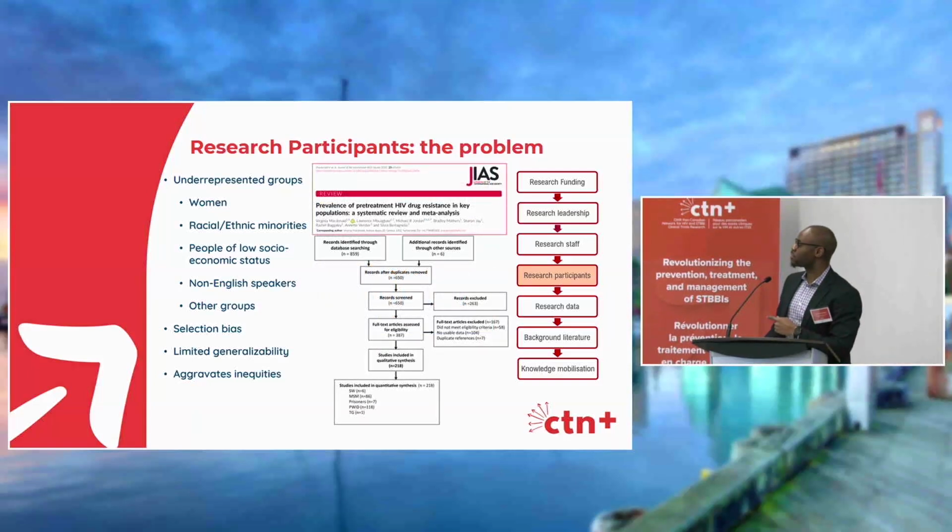Here is another example of some work I did for the WHO. We're looking at the prevalence of pre-treatment HIV drug resistance in key populations, defined as men who have sex with men, commercial sex workers, people who were incarcerated, people who use injection drugs, and transgender people. And we found one study reporting on pre-treatment drug resistance in transgender people. And that was problematic. It wasn't even one study on transgender people. It was one study that included data on transgender people, right?